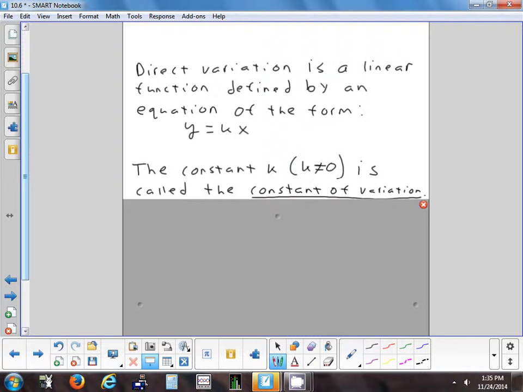And K has a special name. When you're doing direct variation, it's called the constant of variation. You have K on your guided notes, and there's a little arrow and a line. What do you think you're going to write on that line? Constant of variation, right?